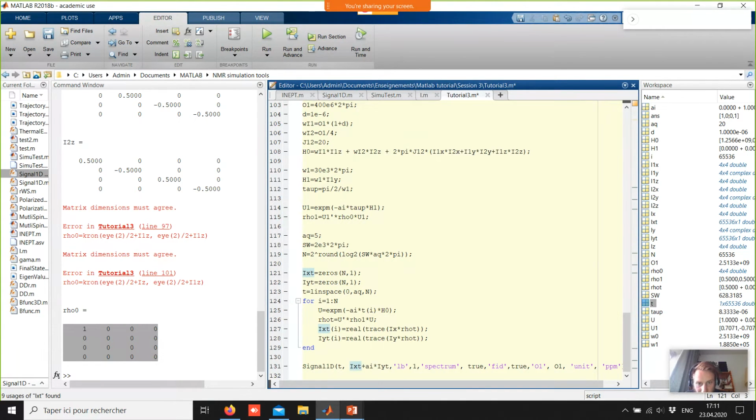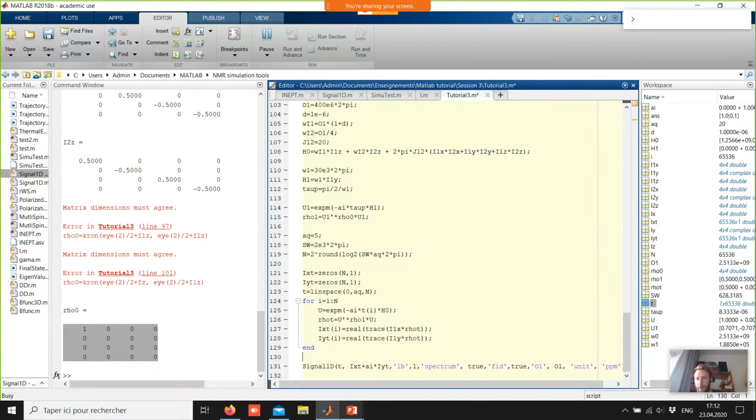Again, here we need to think about what we want to display. If I write this, it remains true because it depends on H0 that I have rewritten here. But if I write this, it means that my receiver is recording both the proton and the carbon at the same time, which is wrong. So by replacing Ix by I1x, it means that I'm looking at only the proton. And now let's run the code.